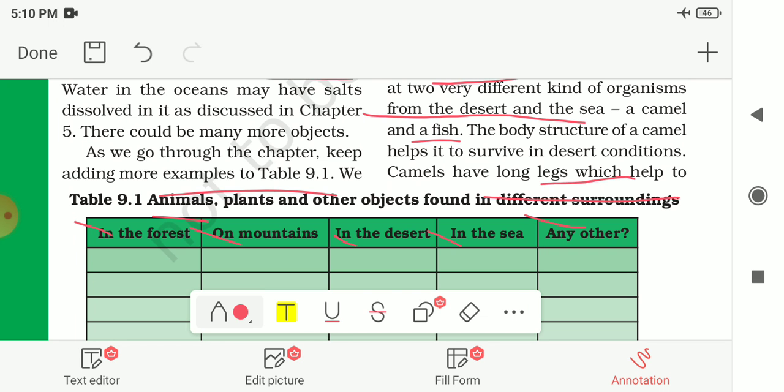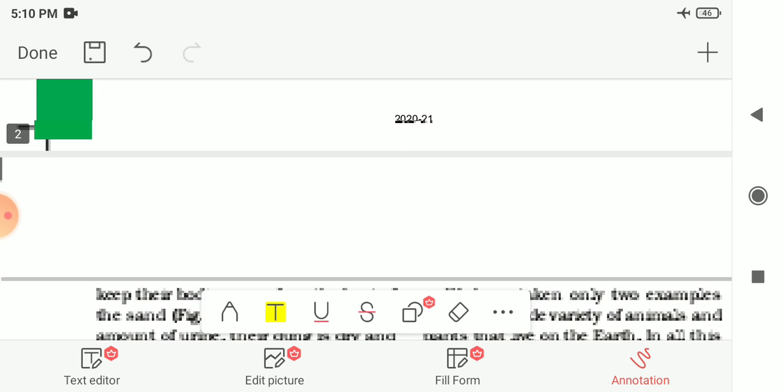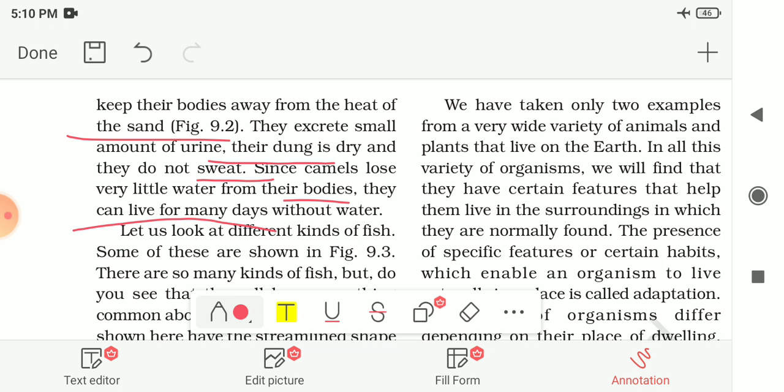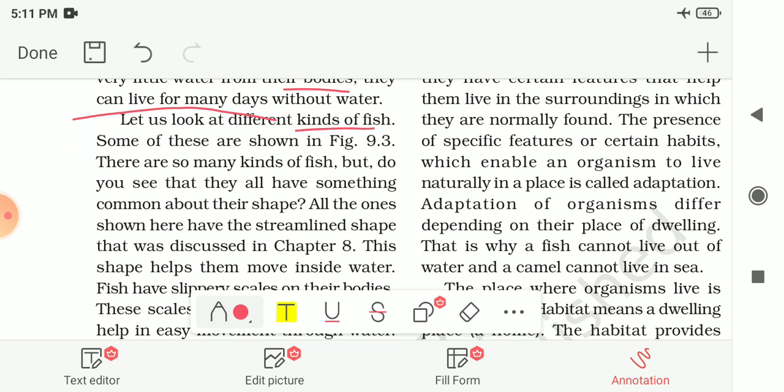First, it is given to you that camels have long legs which help them to keep their body away from the heat of the sun. They have long feet, because of that they can protect themselves from the heat of the sun. They release a small amount of urine, their dung is dry, and they do not sweat. Because of all this, camels lose very little water from their bodies, and they can live for many days without water, as in the desert regions there is very little water. So these features help the camel to live in the desert regions for many days without water.